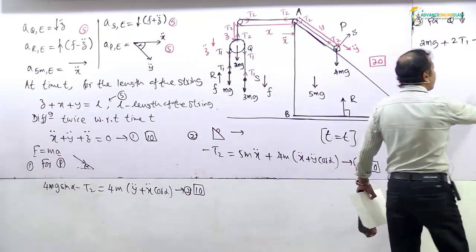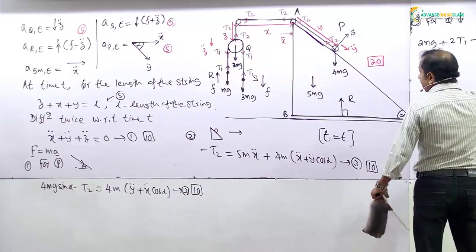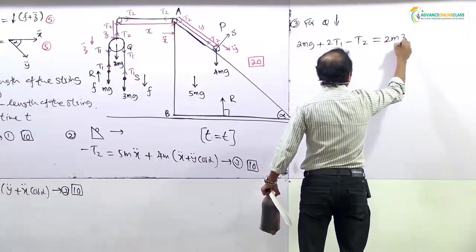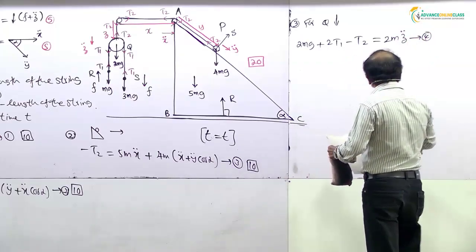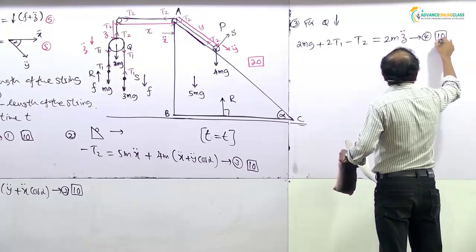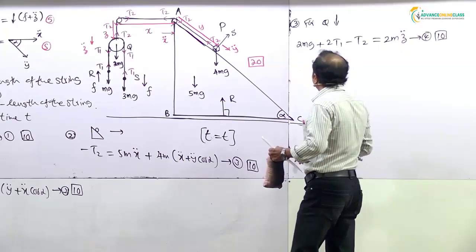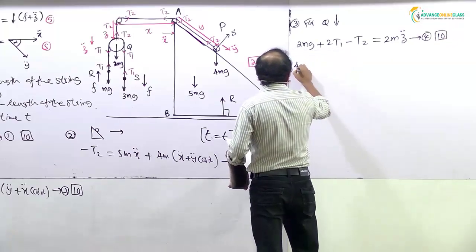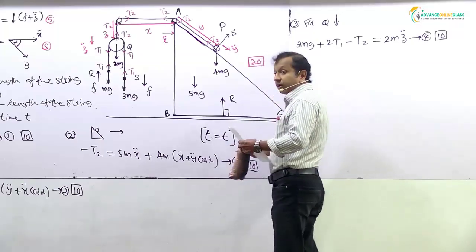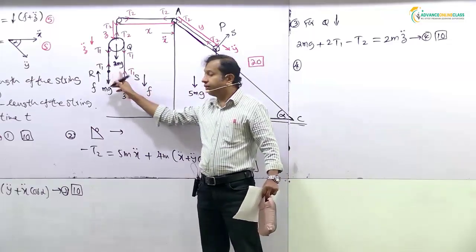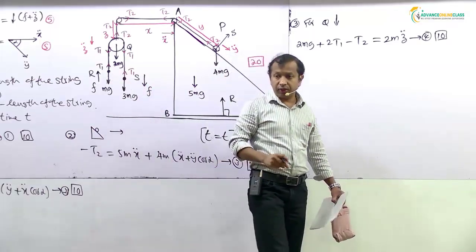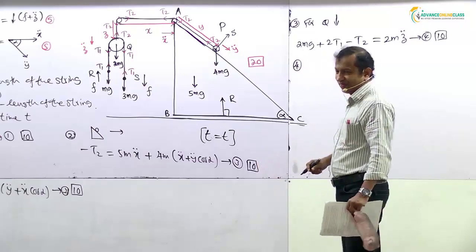Its mass is 2m. Acceleration is z double dot. This is number 4. For that also 10 marks. Okay, 4 equations we have. Another 2 more we need. The rest 2 you can take how? Applying F equals ma for R and S.